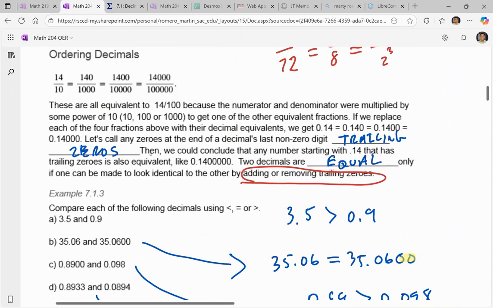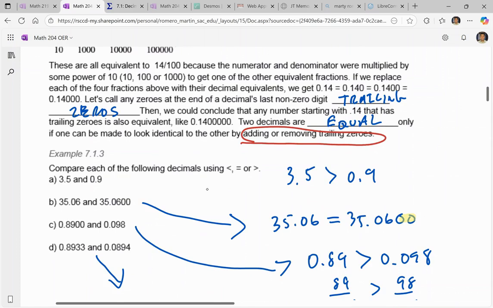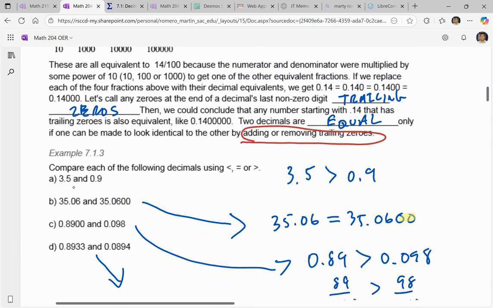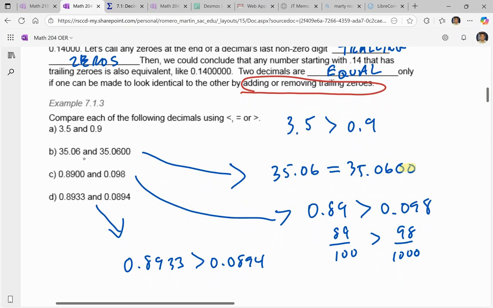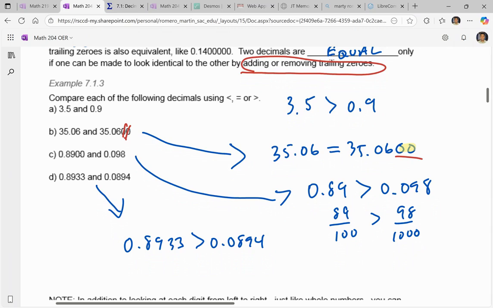Now, if we're going to order decimals, we need to imagine where they would fall on a number line. Looking at 3.5 and 0.9, we see a whole number, so we know 3.5 is greater than 0.9. That was kind of straightforward, but sometimes students see the 9 and think it's bigger. Knowing the place value is important. 35.06 and 35.06, those are equal. I have some trailing zeros. I can remove them, and then we can see that they're equivalent. Sorry, they're equal.